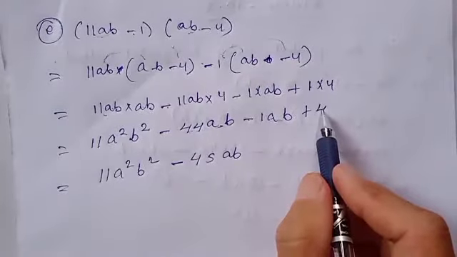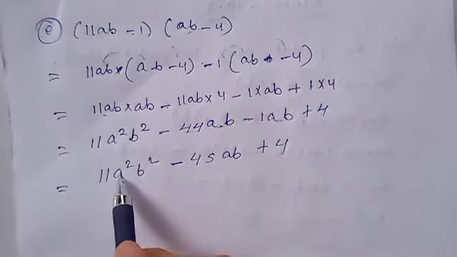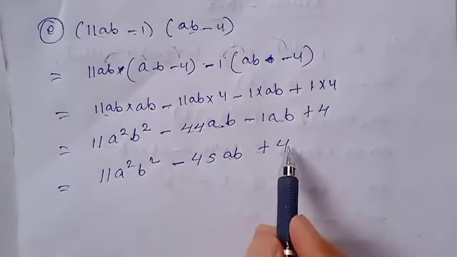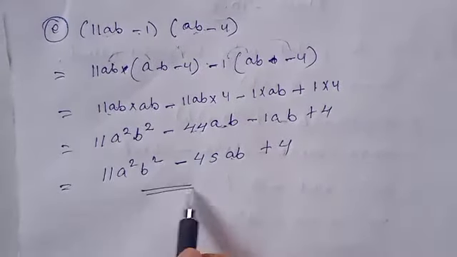What about number? We have only 1, it has no like term, so your answer is plus 4. First one A square B square, second one AB, third one only numbers. So it has no like term, we cannot add, we cannot subtract. Okay.